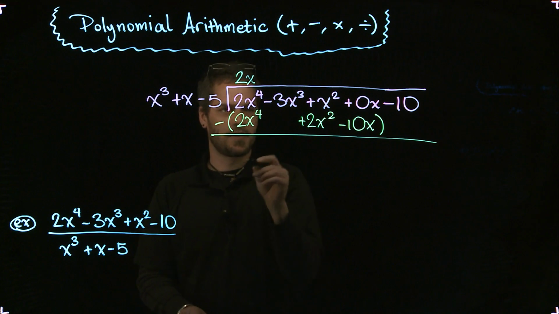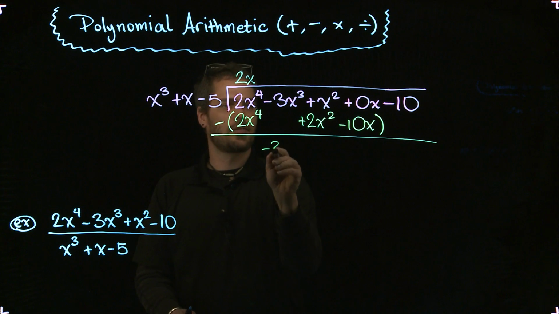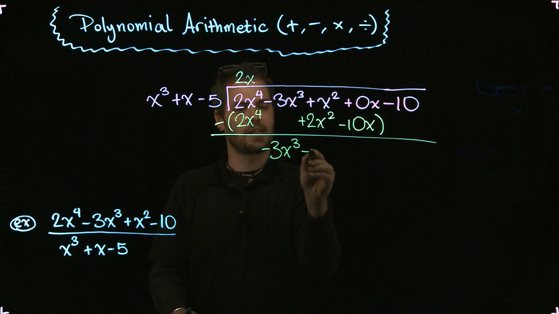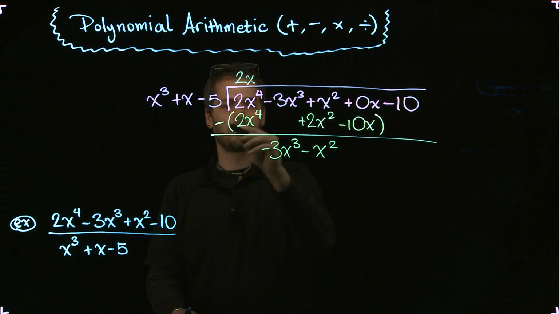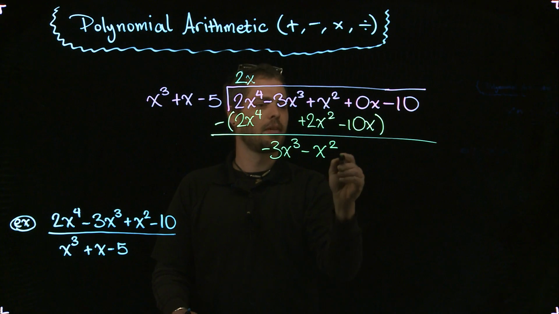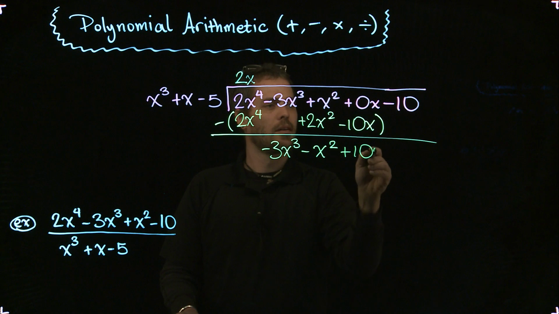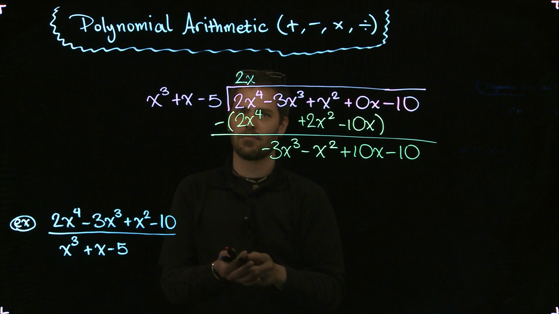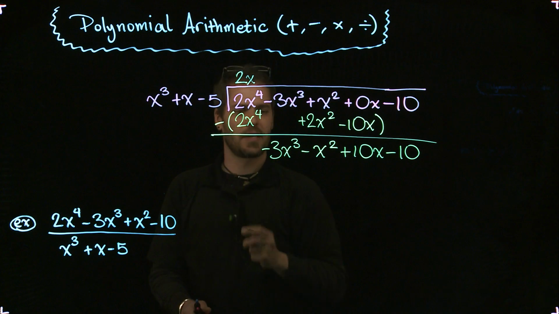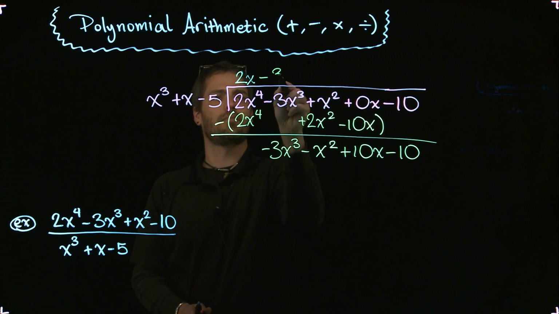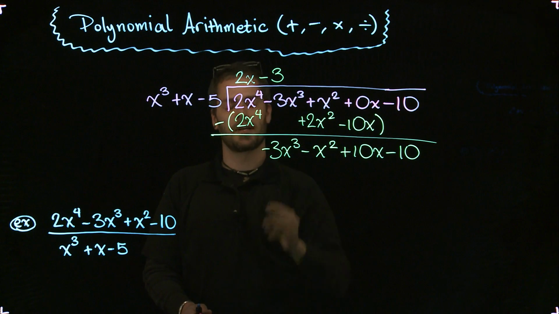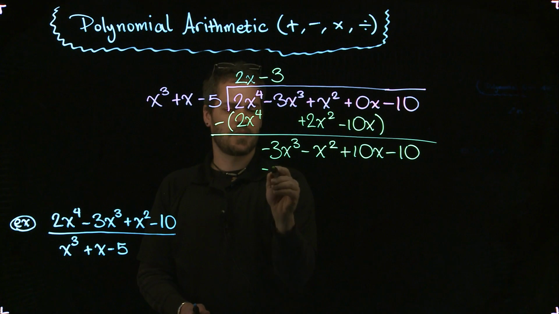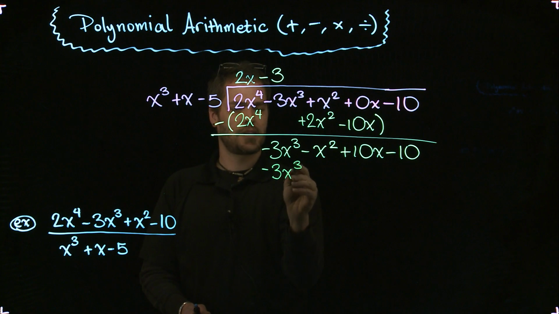2x to the fourth minus 2x to the fourth is 0. That's what we wanted. Bring down our negative 3x cubed. X squared minus 2x squared is negative x squared. And 0, don't forget to distribute that negative, minus negative 10x is positive 10x. Then bring down your minus 10. And continue. Okay, so what times x cubed gives me negative 3x cubed? Answer is negative 3. This is not always a binomial up here, by the way, in the quotient. It just depends on the particular problem. Negative 3 times x cubed is negative 3x cubed. Good. That's what I wanted to match it up.